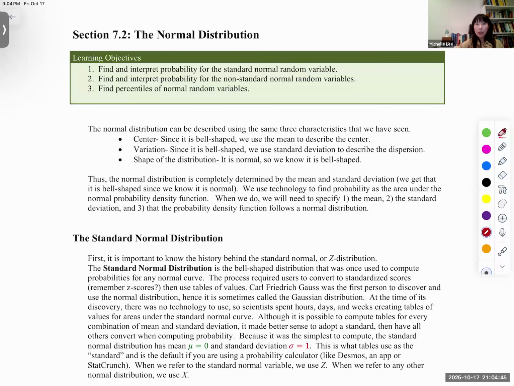Hello everyone. Today we are going to learn section 7.2, the normal distribution. We talked a little bit last time, so it's a bell shape. If we are using continuous numbers, we are using the normal distribution. The normal distribution actually comes from the bell shape, right?